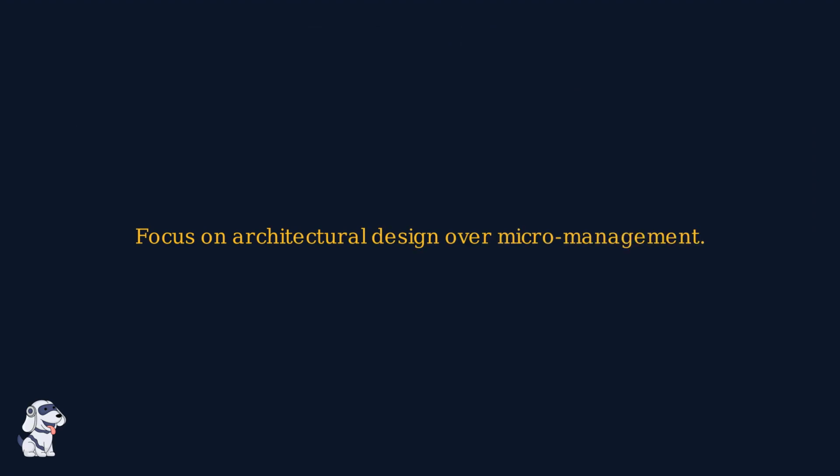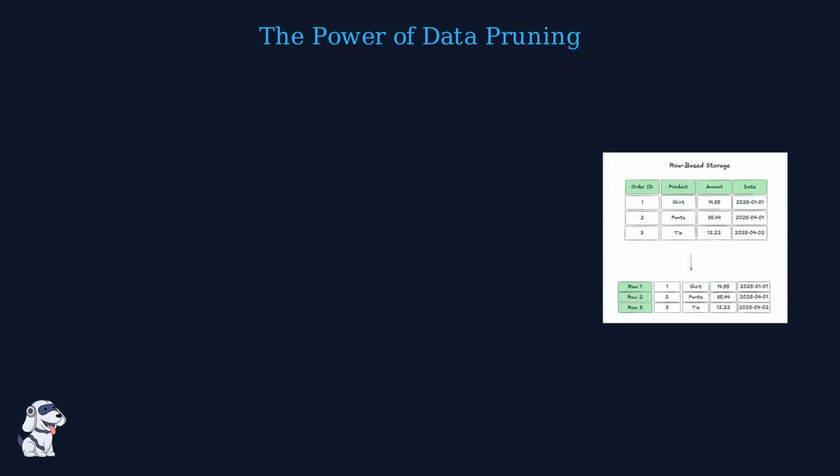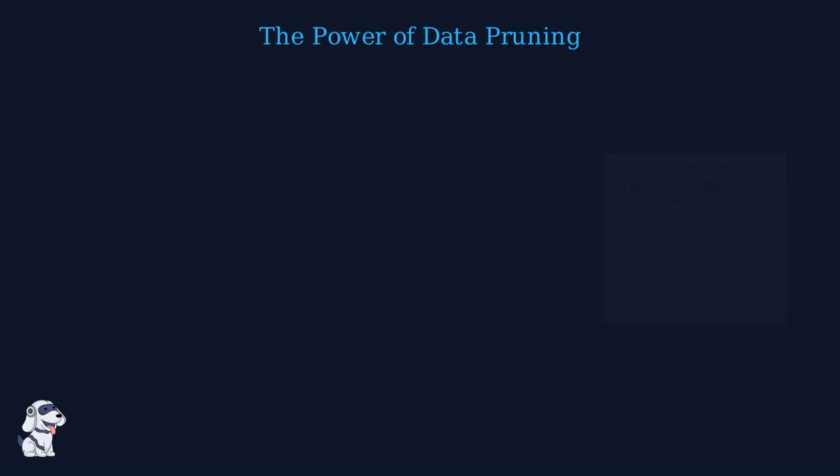Remember, focus on architectural design and governance over manual micromanagement. Let's get started. Think of pruning like finding a specific book in a massive library. You don't scan every single page in the building. You look at the labels on the shelves to find your section.